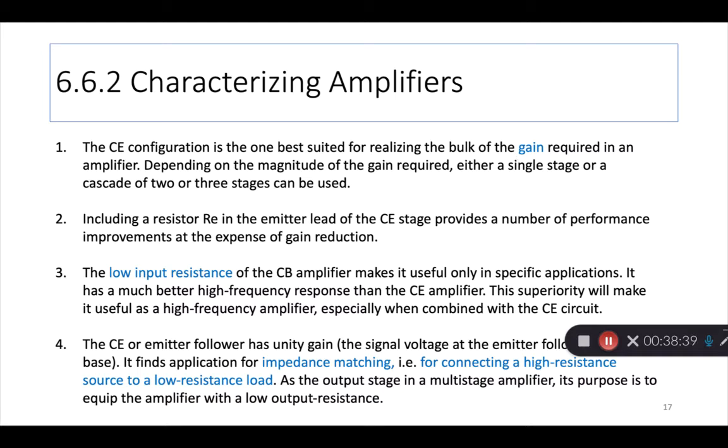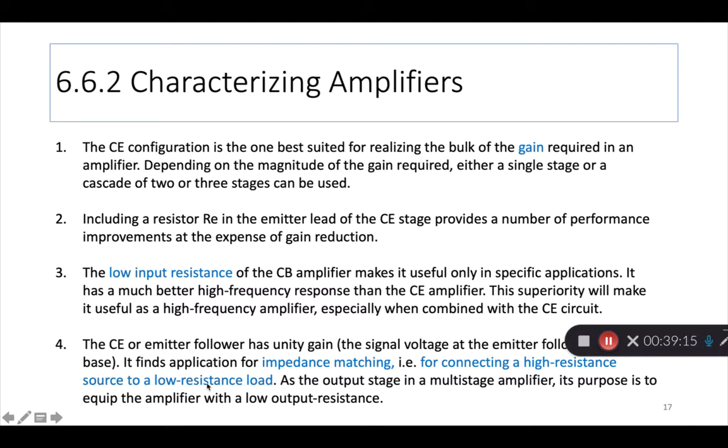Let's say you're building an audio amplifier. You like music, you like singing, you need an amplifier so you can broadcast to the whole university. So you'll use a lot of CE amplifiers because they give you the gain. But in addition to using CE configurations, you will have to use CB and CC. The CB helps to take low input resistance, like your microphone, and attach it to the CE amplifiers.